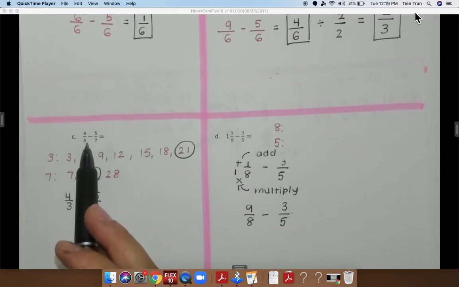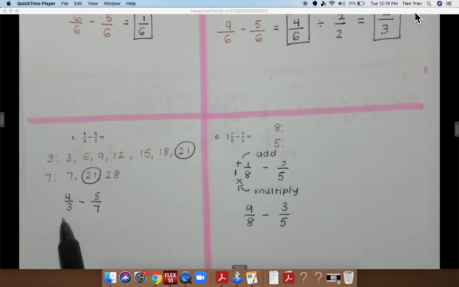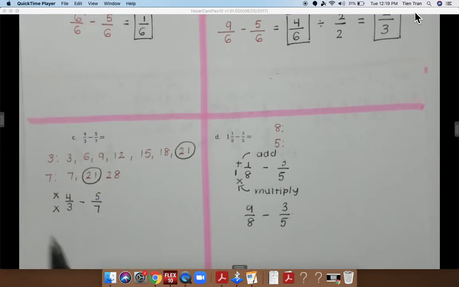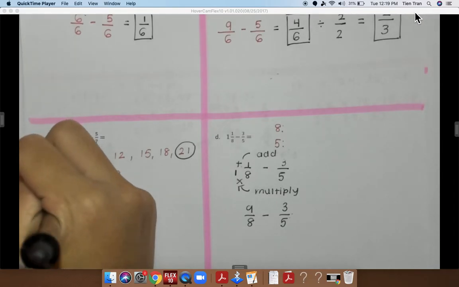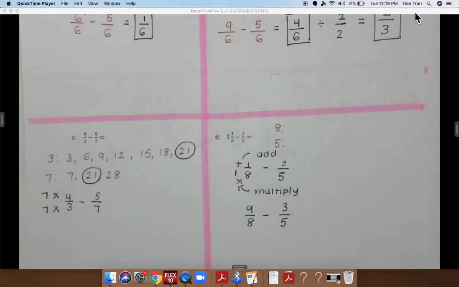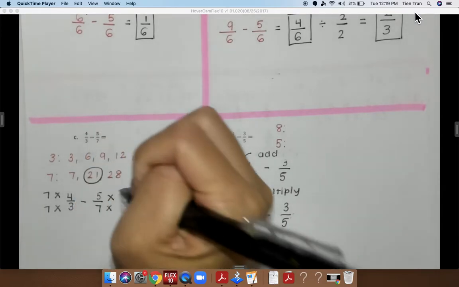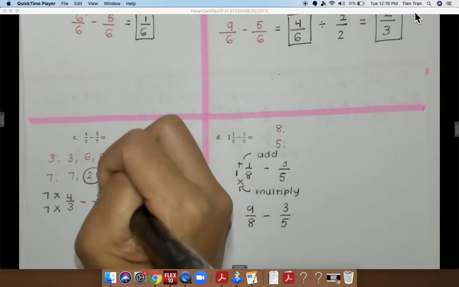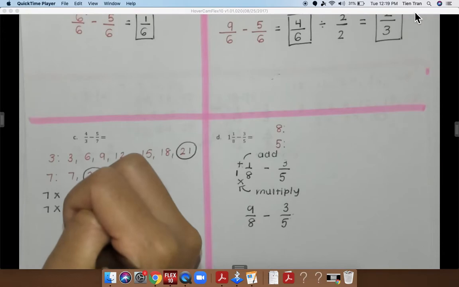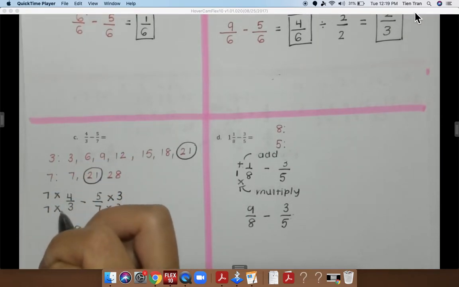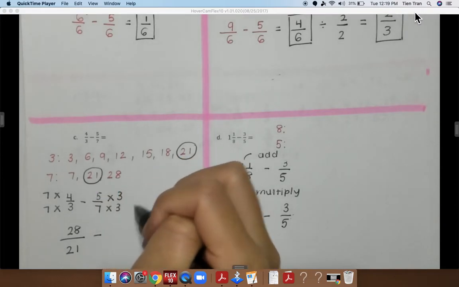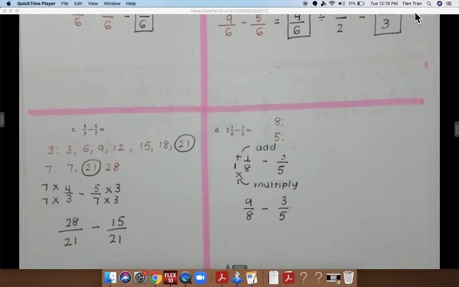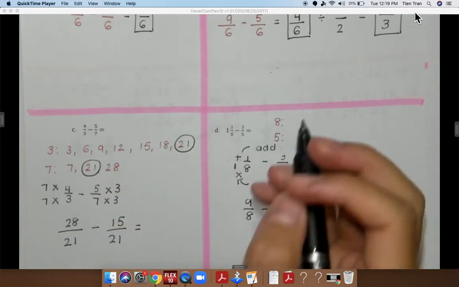So I have 4/3 minus 5/7. To get 21 as my denominator, I need to multiply. So I am multiplying 3 times a number to get 21. 3 times 7 is equal to 21. What I do to the bottom, I must do to the top. And on the other side, I am doing the same thing. 7 times a number is equal to 21. 7 times 3 is equal to 21. 5 times 3 is equal to 15, and 7 times 3 is equal to 21. And now what I can do is subtract 28 minus 15.